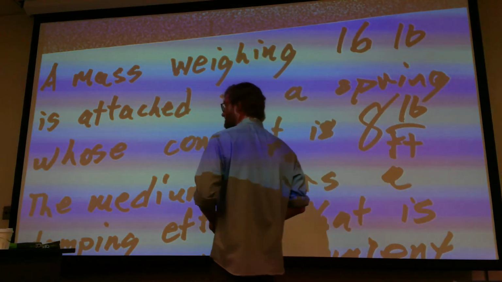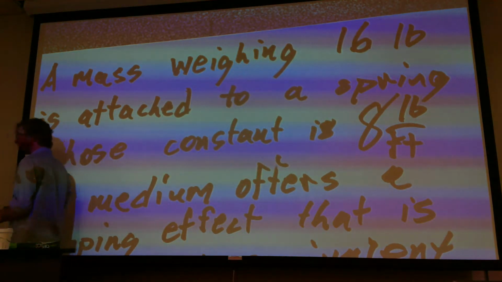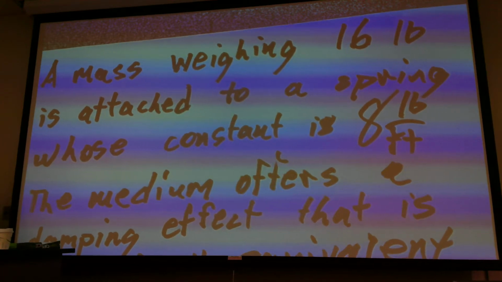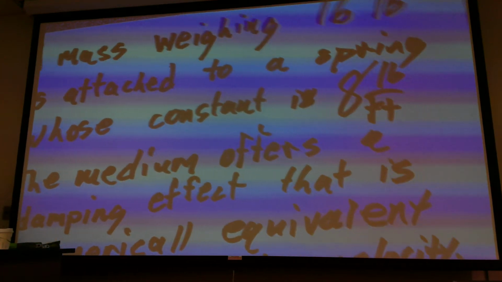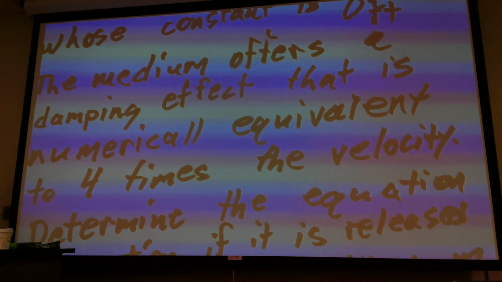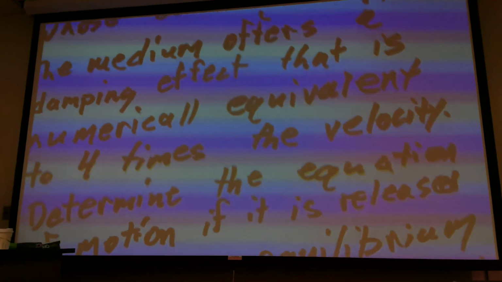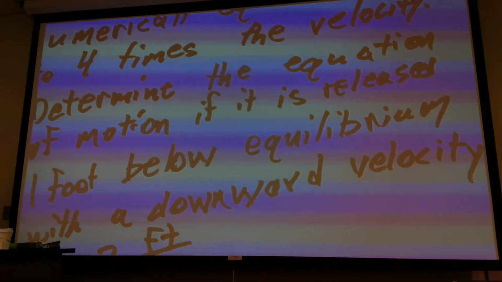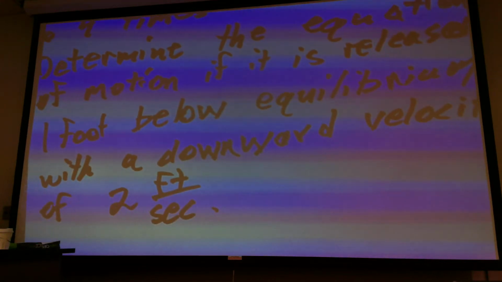Okay, so this is a question about a mass on a spring. A mass weighing 16 pounds is attached to a spring whose constant is 8 pounds per foot. The medium offers a damping effect that is numerically equivalent to 4 times the velocity. Determine the equation of motion if it's released 1 foot below equilibrium with a downward velocity of 2 feet per second.